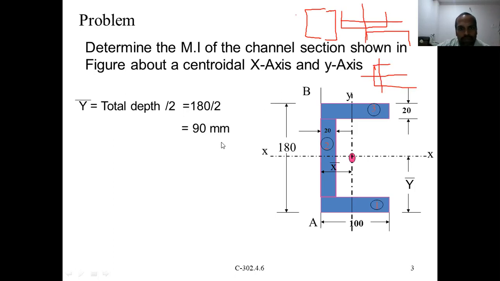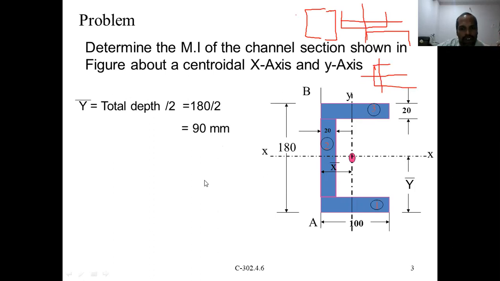Now that is about y bar; directly you can say it. But what about x bar? We need to calculate x bar because it is unsymmetric about the y axis. So how to calculate x bar? Again divide the figure into three parts: flange, web, and flange. After dividing, calculate x bar using the formula x bar is equal to a1 x1 plus a2 x2 plus a3 x3 divided by a1 plus a2 plus a3.